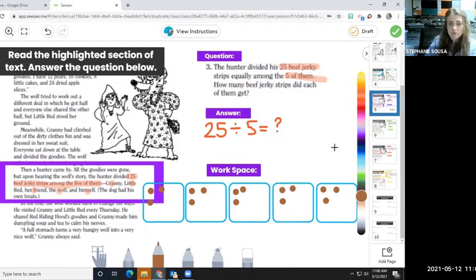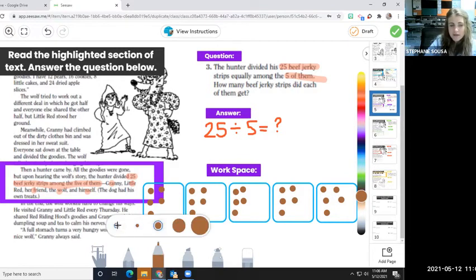I'm still not at 25. I'm going to keep passing them out. 16, 17, 18, 19, 20. I'm still not at 25. I'm going to keep passing them out. 21, 22, 23, 24, 25. There we go. I'm at 25.